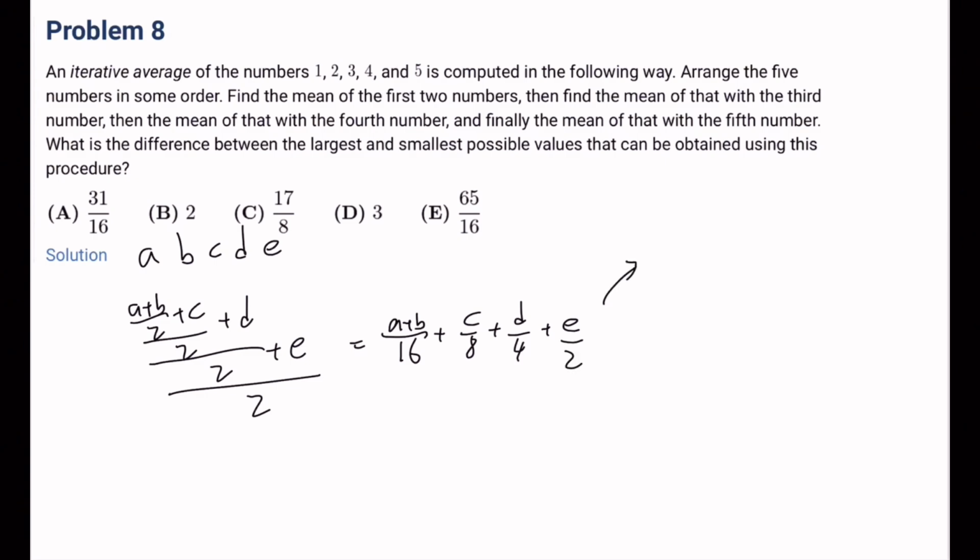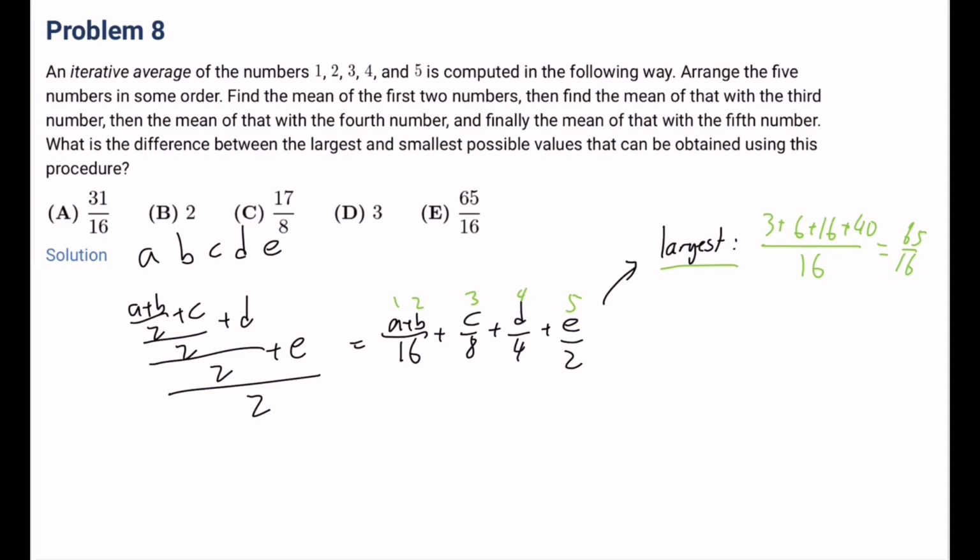So that means to get our largest value, e should be the biggest and a and b should be the smallest. Largest, that would be if a, b, c, d, e is 1, 2, 3, 4, and 5 in this order. If we do all of that, that would be all over 16, and it would be 3 plus, and then 3 times 2 is 6, plus 16 plus 40, which is going to be equal to 65 over 16. And so the largest is going to be 65 over 16.